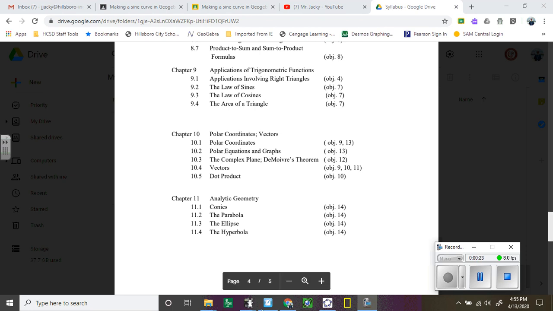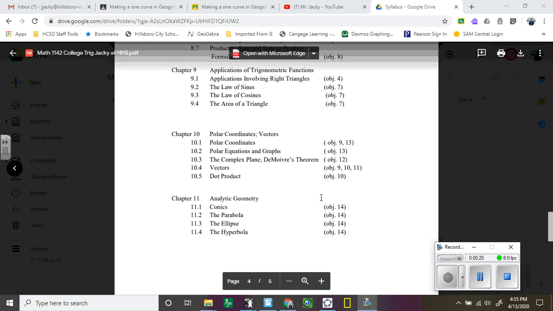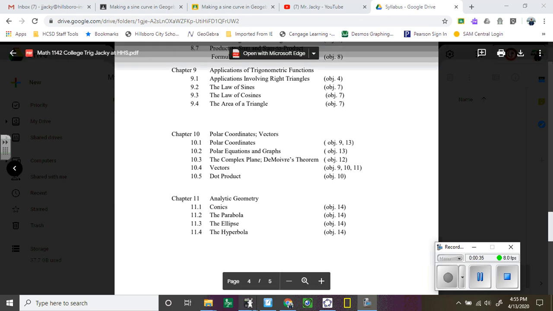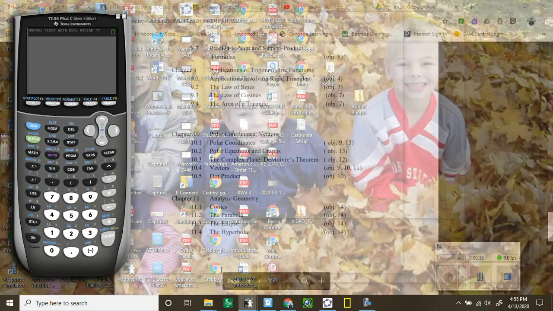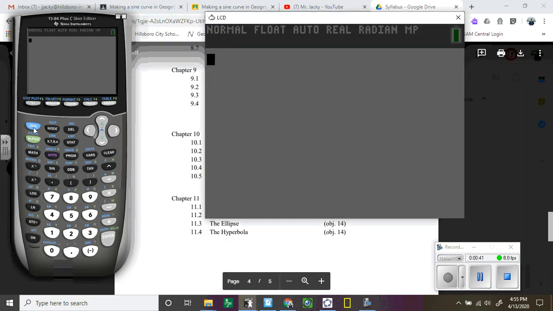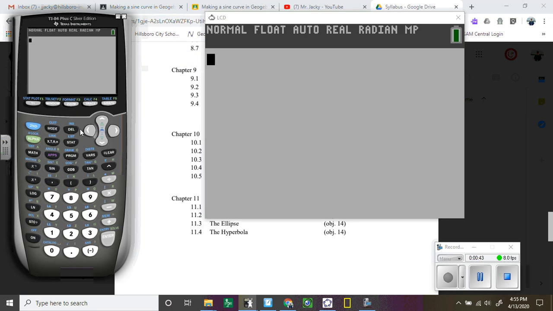So here's the polar equation that we're going to make. We're going to make it on the calculator first, and then you're going to make it on GeoGebra because it's just way better. And then you're going to submit the GeoGebra one to me like you did the sine curve. Okay? So here we go. I'm going to demonstrate this on the graphing calculator, and I need to change my graphing mode.